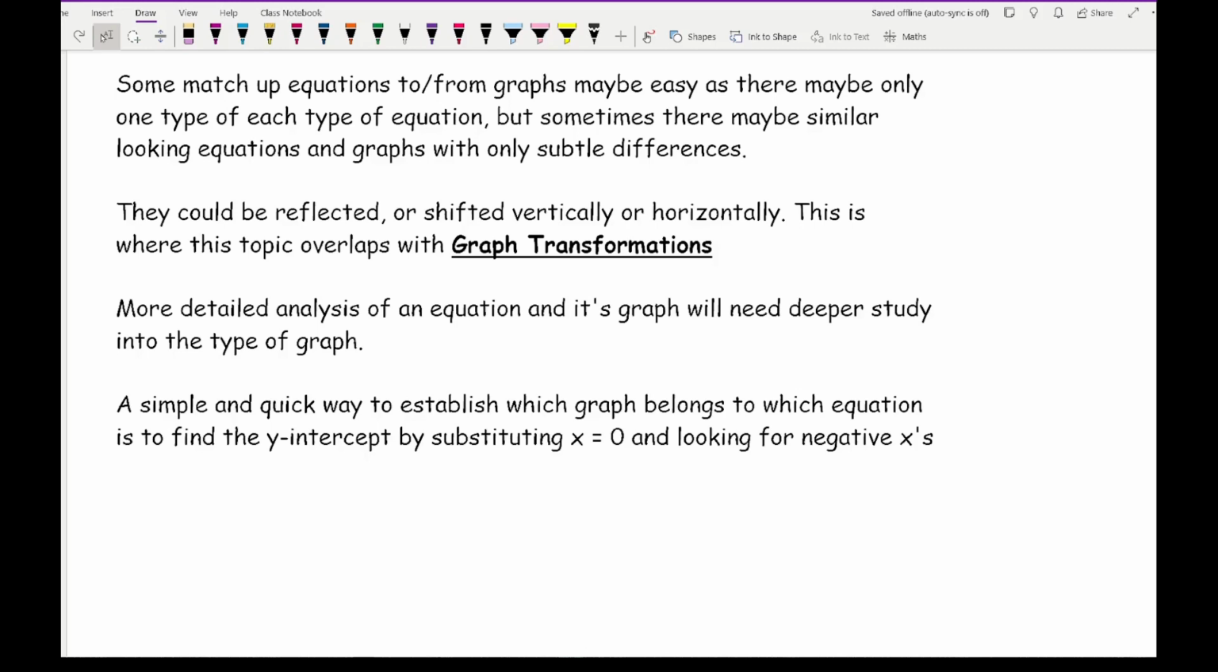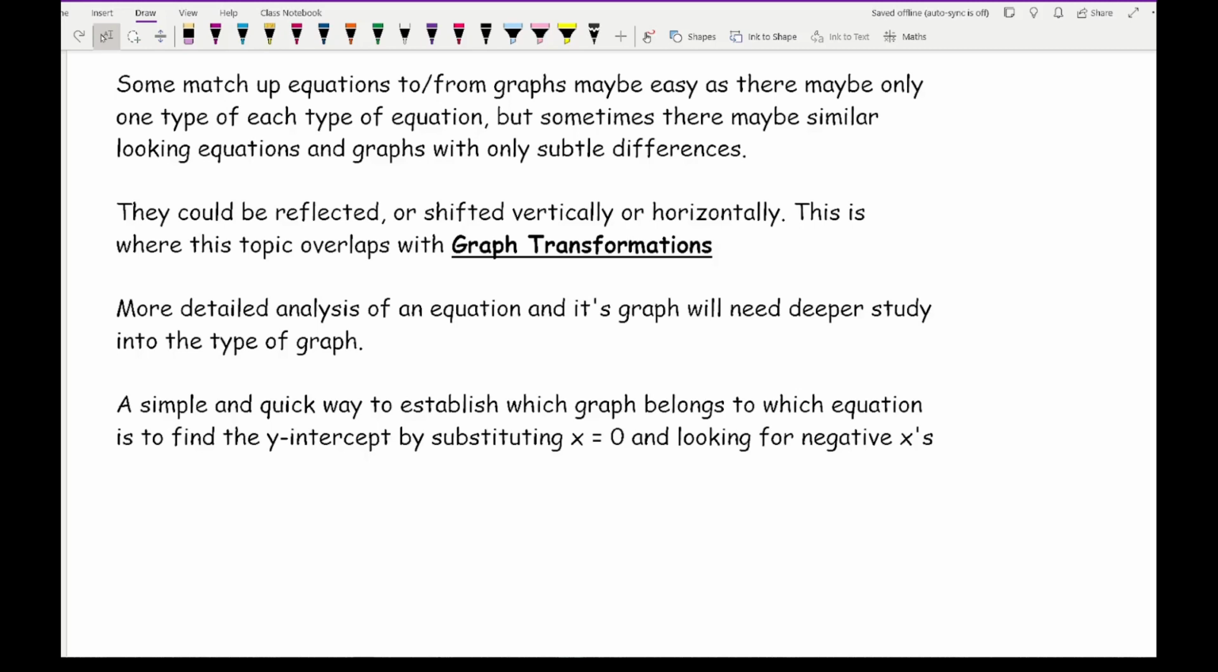But this particular video is only looking at when you are asked to match an equation with a graph that's already been plotted rather than one that you actually need to do. And also just make sure that you do look out for that word sketch. Sketch means you can do what we're doing in this video. Plot means that you would need to do it accurately by drawing a table of values.